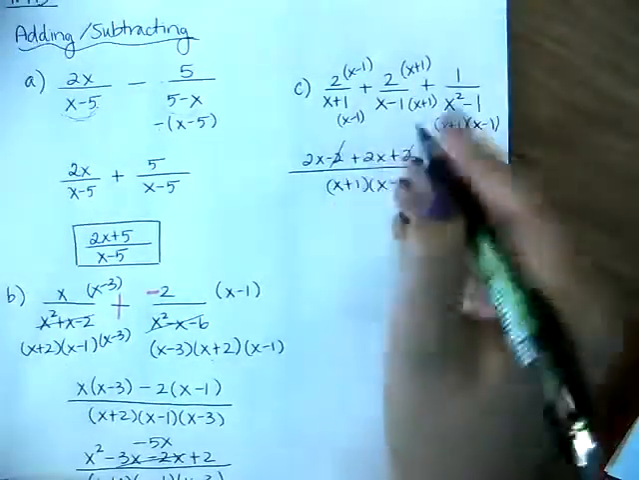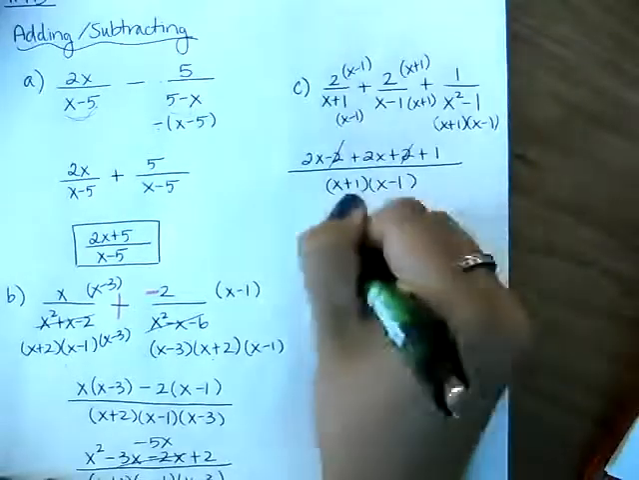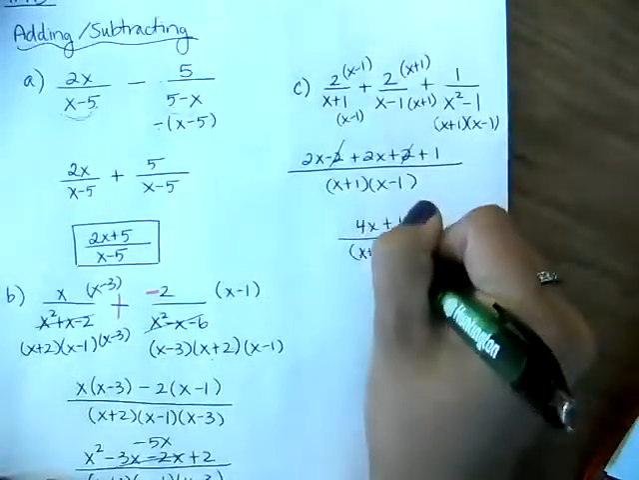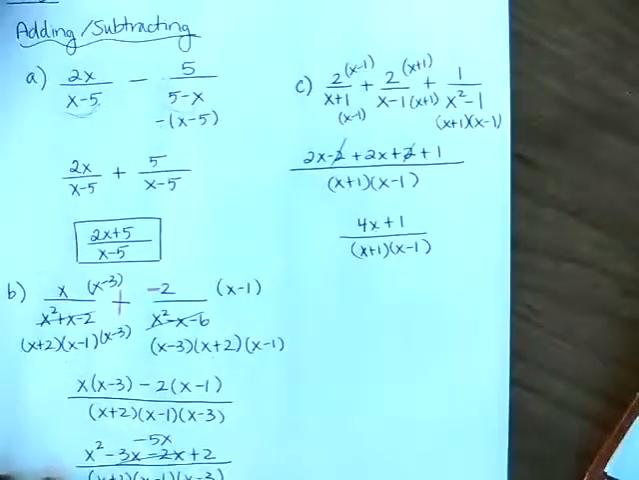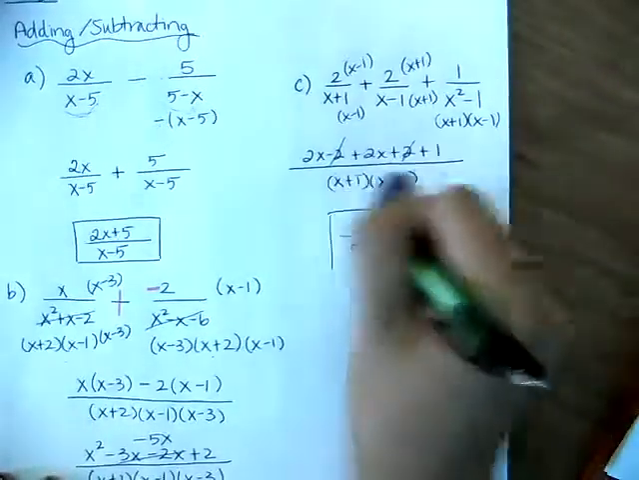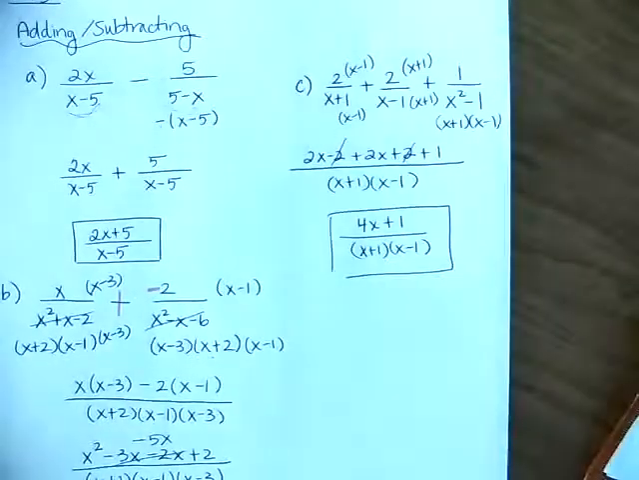Here the 2's are going to cancel. We get 4x plus 1 over x plus 1 times x minus 1. By show of hands, how many people got that? Okay, excellent. So we're okay on these. Can we move on to the next topic? Okay, so that's okay. We know how to add and subtract fractions then.